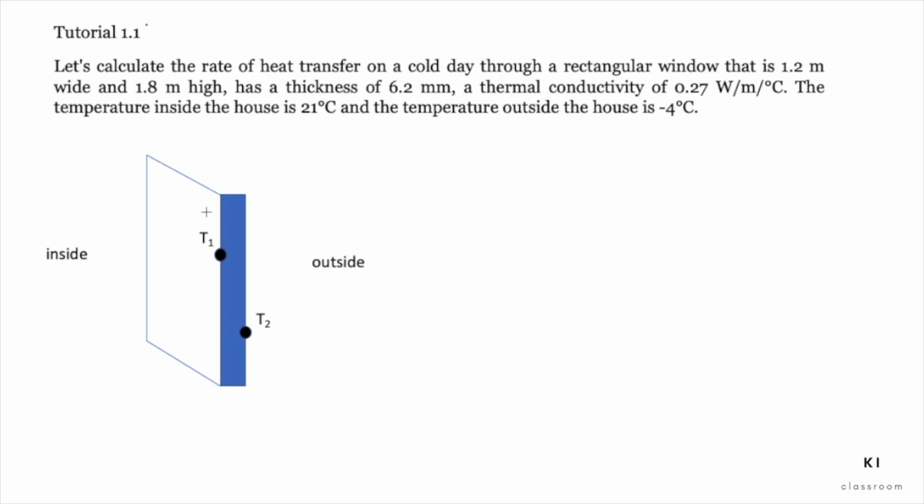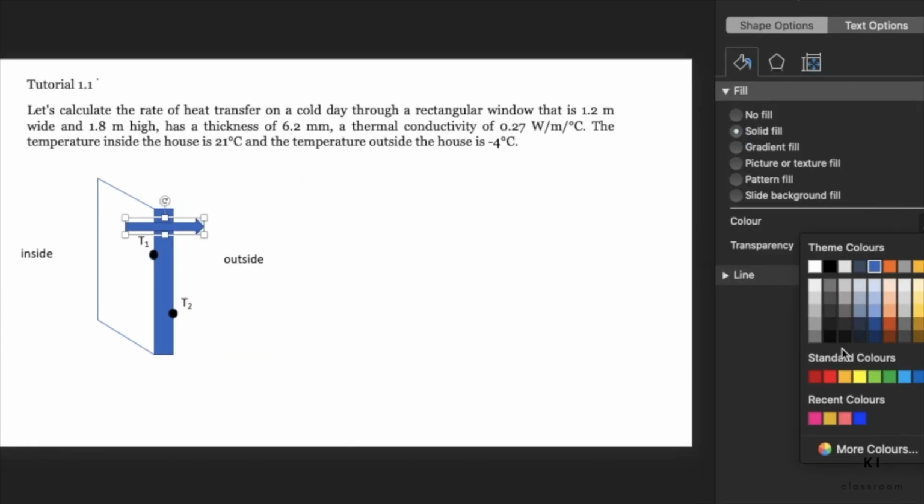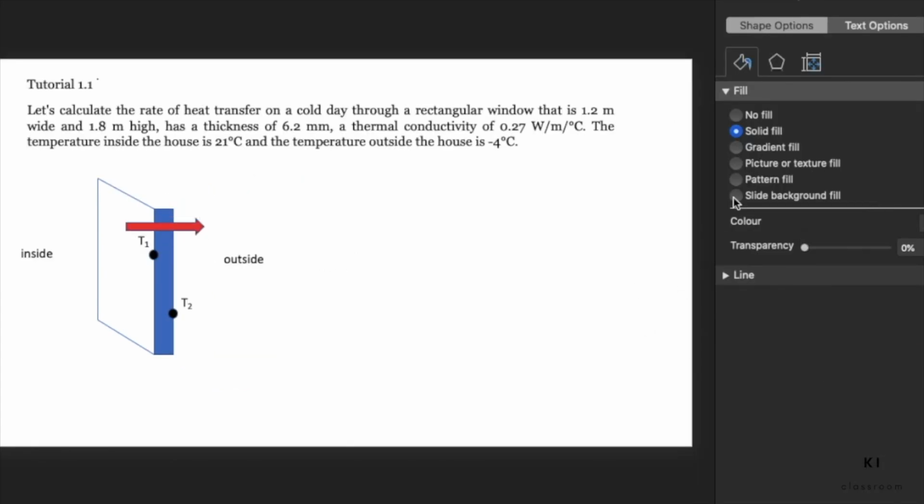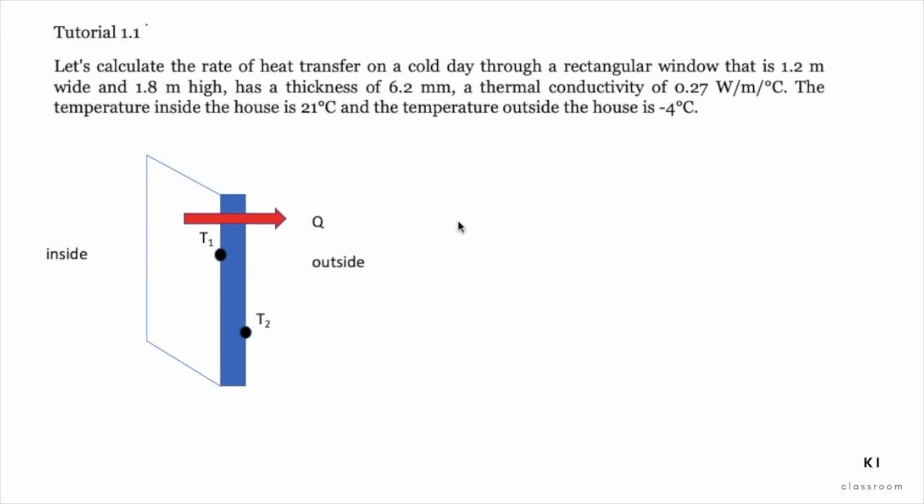Okay, next we need to draw the Q direction, heat transfer direction. So since T1 is 21 degrees C and T2 is -4 degrees C, so the direction of Q is from left to right. Okay, this is important. So this is exactly the first thing that you need to determine, the direction of Q.